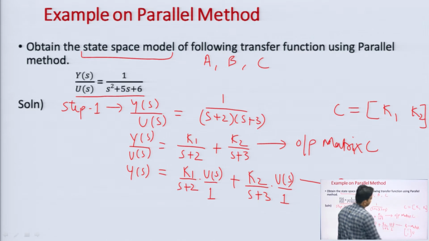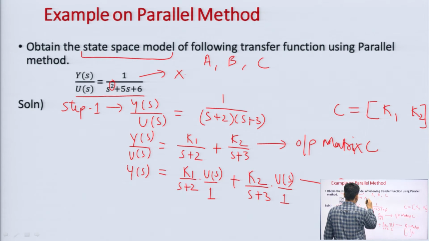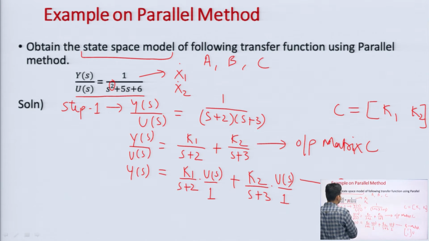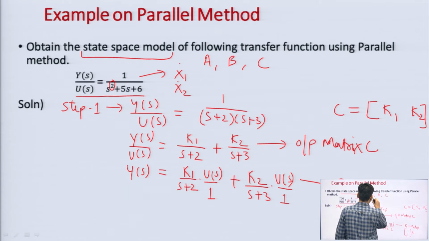What would be the order and the number of state variables? It depends on the order of this equation. Here s square is present, so we need to define two state variables, x 1 dot and x 2 dot. This would be the derivative of the state variable. Corresponding to that, the A matrix order would be 2 cross 2, that is n cross n.